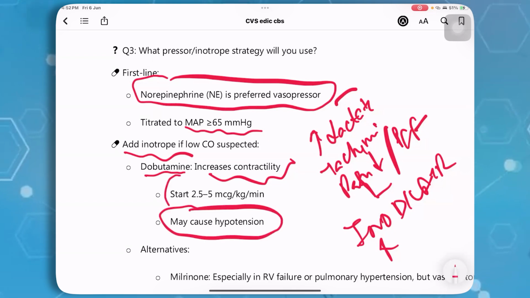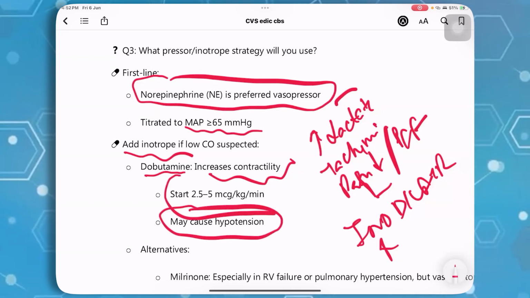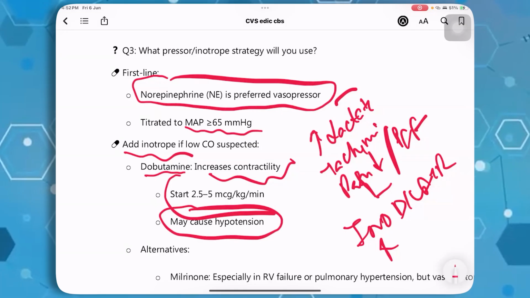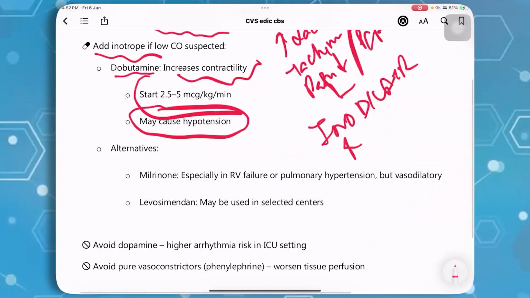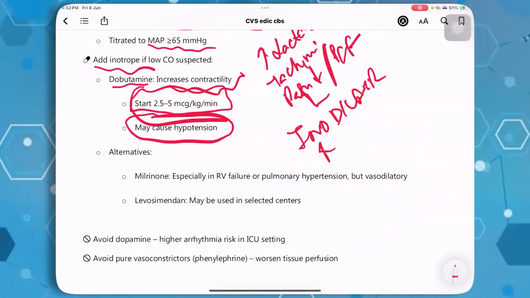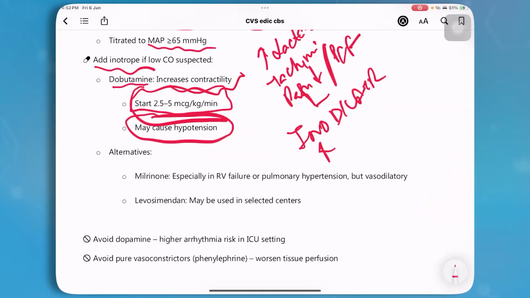The starting dose is 2.5 to 5 microgram per kg per minute, not per hour. This question has already come in the exam. What is the starting dose of dobutamine? It is 2.5 to 5 microgram per kg per minute, not per hour.